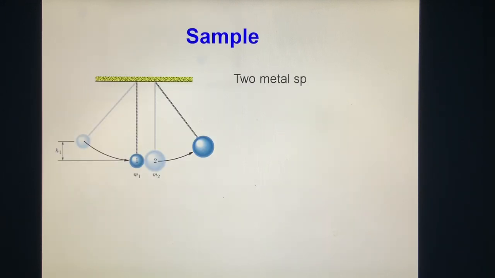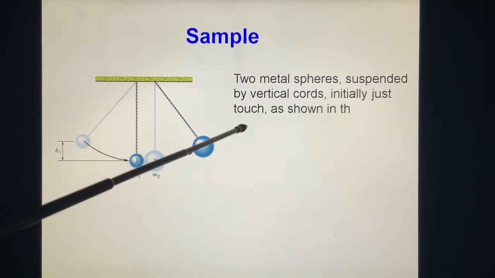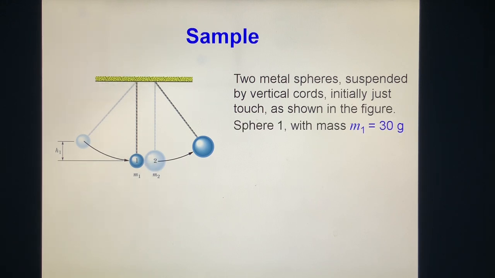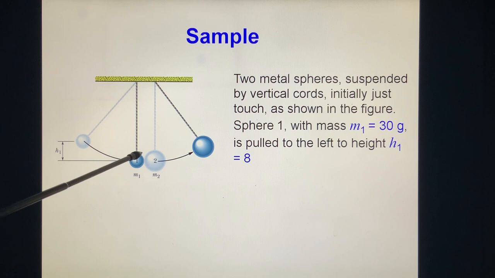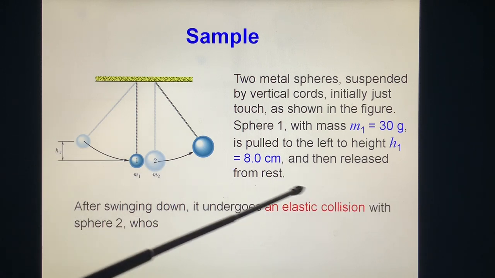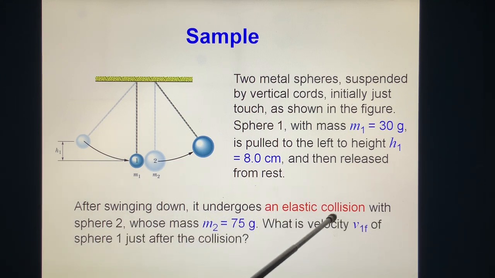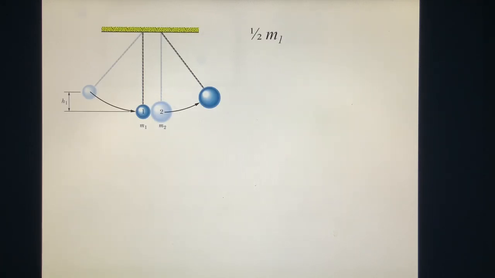Sample problem. Two metal spheres suspended by vertical cords initially just touch. Sphere 1, with mass 30 grams, is pulled to the left to height h1, 8.0 centimeters, and then released. After swinging down, it undergoes an elastic collision with sphere 2, whose mass is 75 grams. What is the velocity v1 final of sphere 1 just after the collision? I want to find this one. That's an easy one.